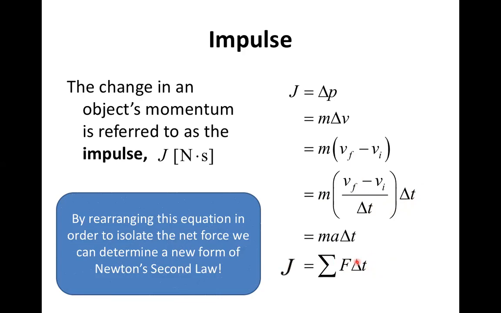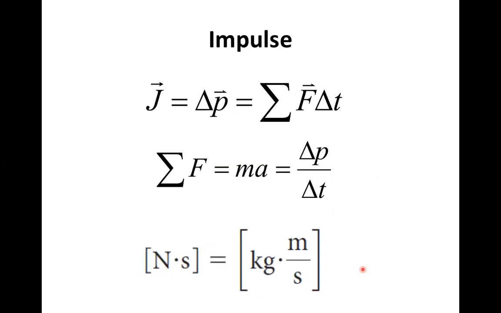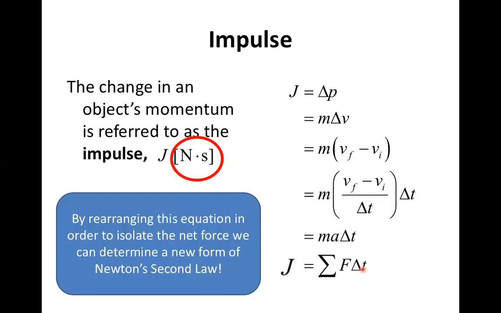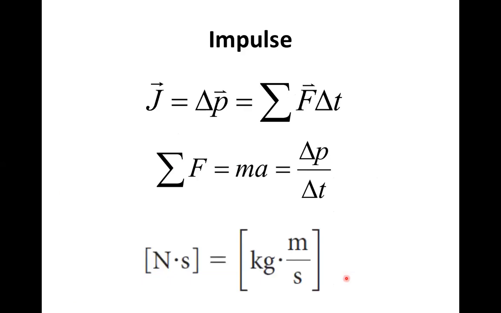And when an object gains momentum, it increases speed. And now we can see from this equation that our units of impulse are newton seconds. Oh, and also, impulse is a vector quantity that is in the same direction as the total force.